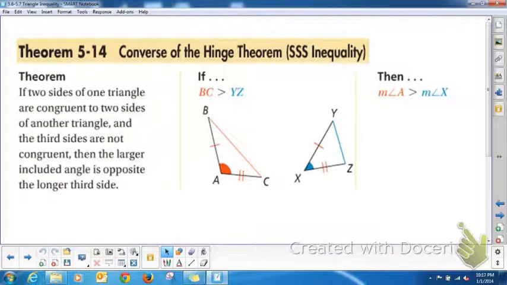The converse of that, the backwards, is this. It's kind of like side, side, side. If 2 sides are congruent, so again, you have side and side, but the third side is not. This third side, BC, is larger than this third side, YZ. That means these triangles are not congruent. That means that the angle inside there is larger than the angle in there.